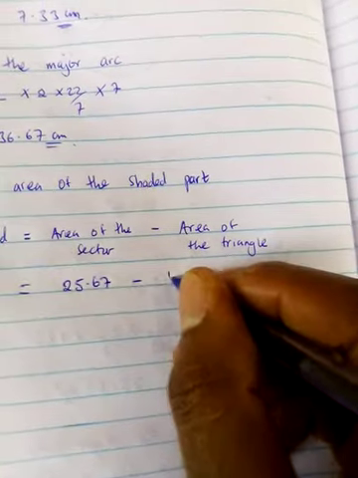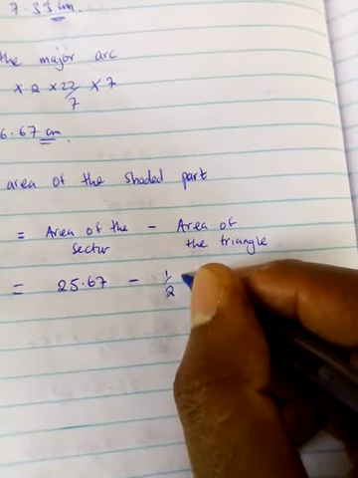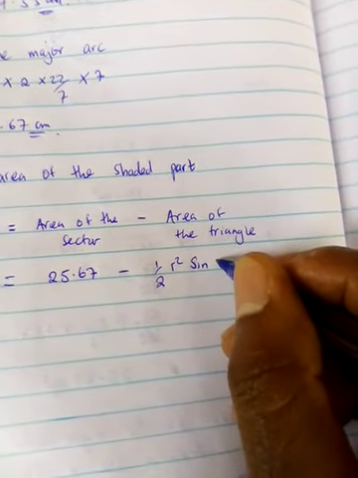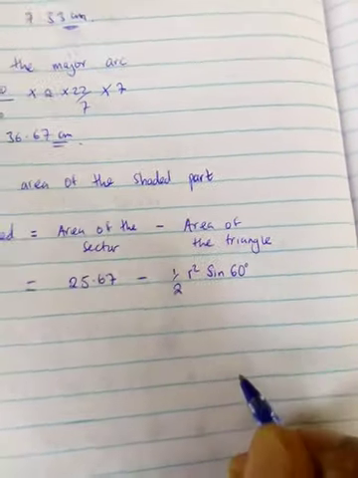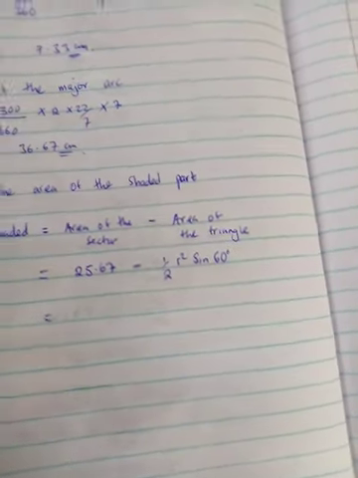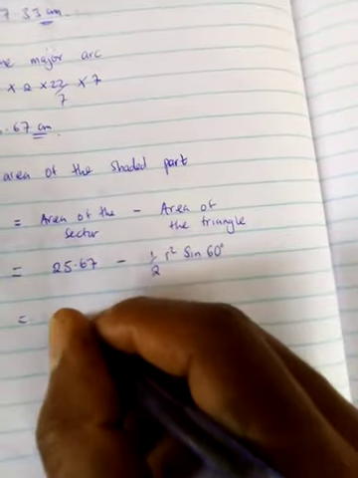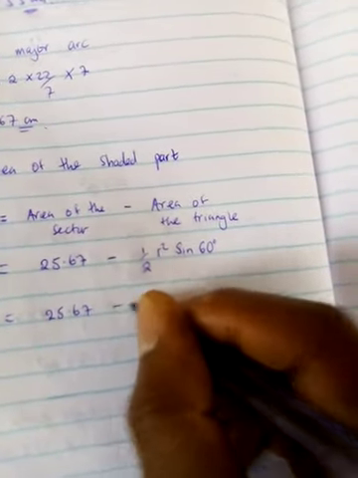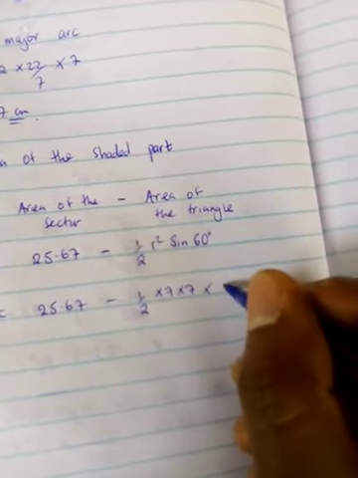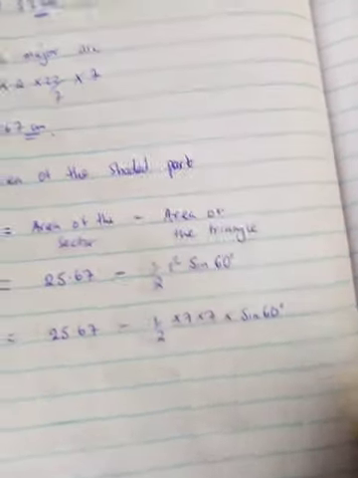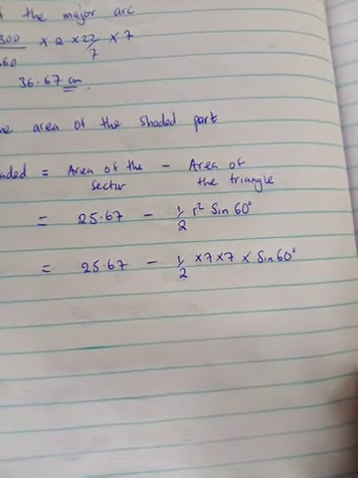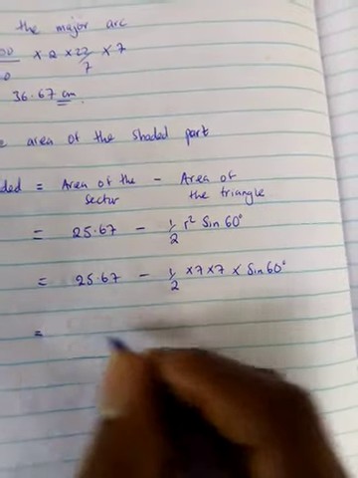A new simple formula will be a half r squared sine of the angle the triangle is making, the angle that has been made at the center. So I have 25.67 minus a half times radius squared, 7 squared, times sine of 60 degrees, which is root 3 out of 2. If you're lost there, you visit our trigonometry videos.